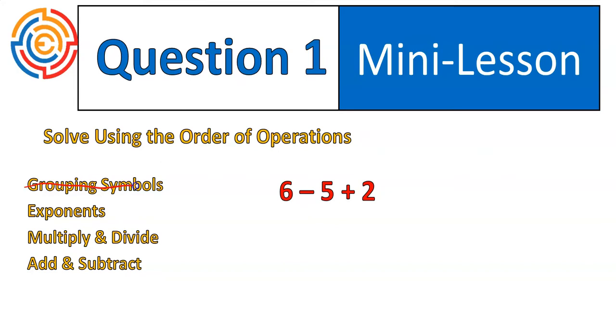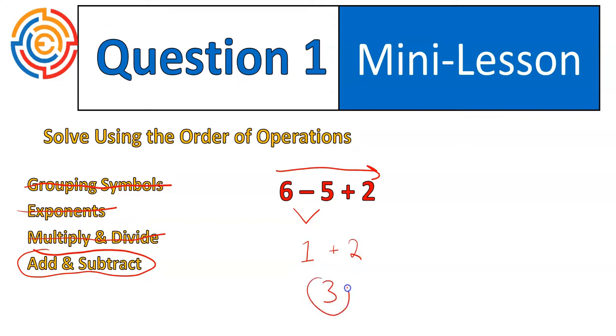First off, there are no grouping symbols. There's no exponents. There is no multiplication and division. So that leaves us with our final step of addition, subtraction. Notice I write addition, subtraction in a single step. That's because it's done in a single step, starting at the left, moving to the right. That means in this case, we're going to subtract first. We're going to do 6 minus 5, which gives us a 1. And then we add 2 for our final answer of 3. 1 plus 2 does equal 3 in this math class.